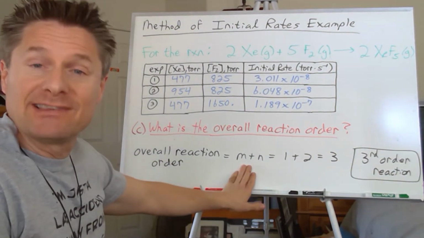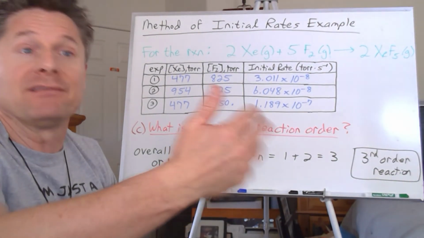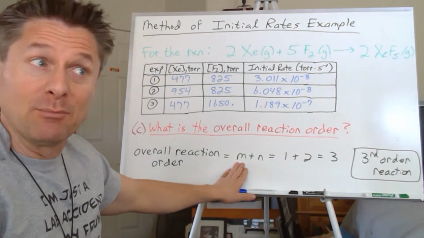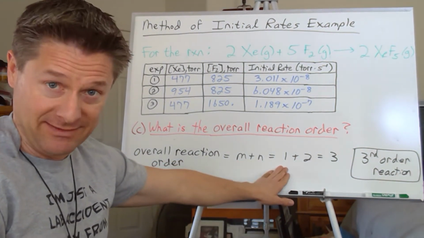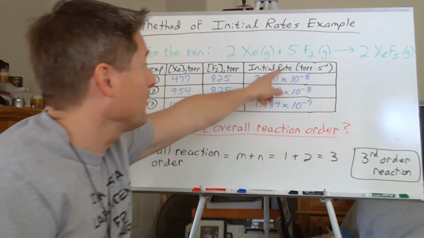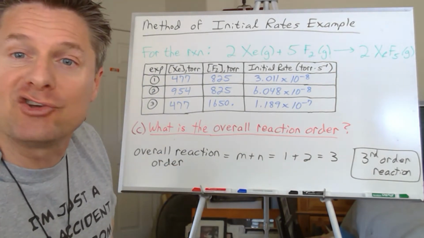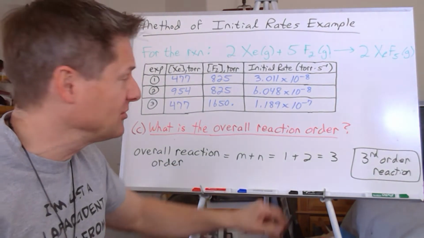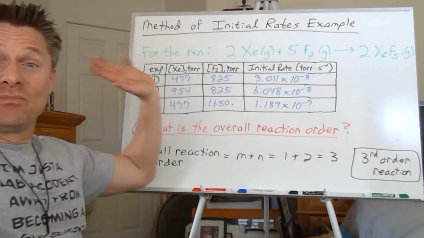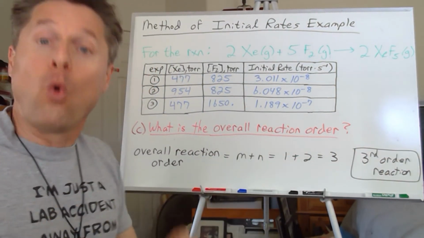Overall reaction order is just the sum of all those exponents. And if you had 3 reactants, you'd have to do m plus n plus o, right? So we know the order with respect to xenon in part A was 1. It's first order with respect to xenon. And n, it was second order with respect to fluorine. So 1 plus 2, just take the integers. We want those to be integers, so you're not going to take the non-rounded values. Last time I checked, I need my calculator for this, right? 1 plus 2 is 3. The overall reaction order is 3, or in kinetics lingo, it's a third order reaction.